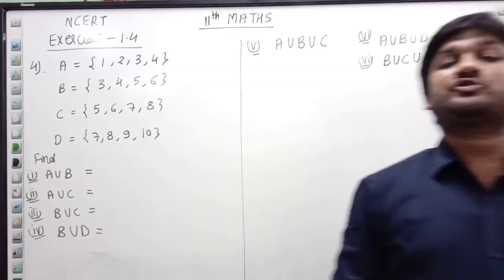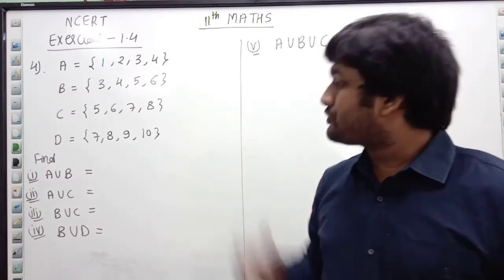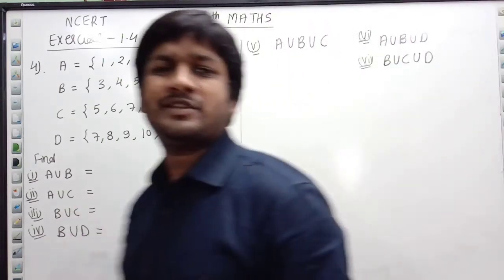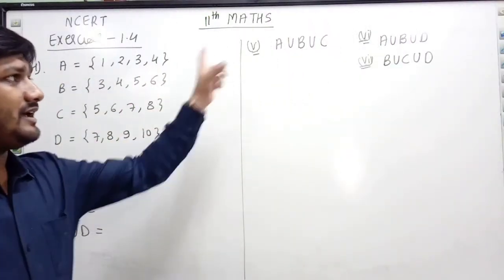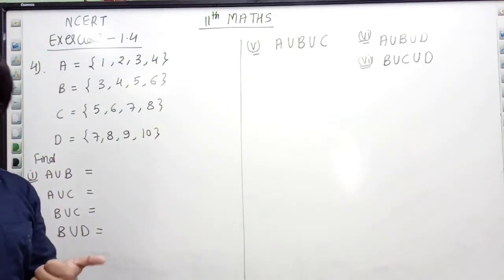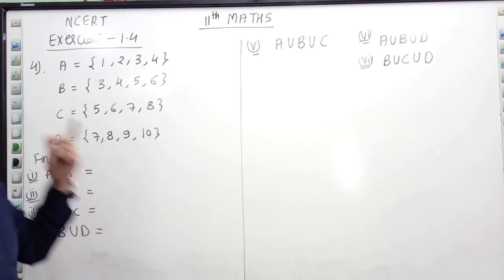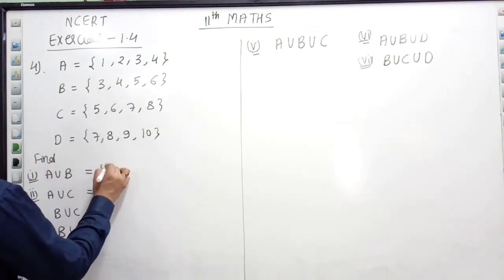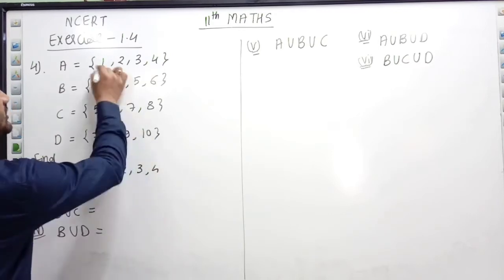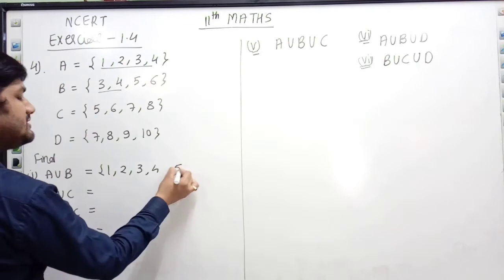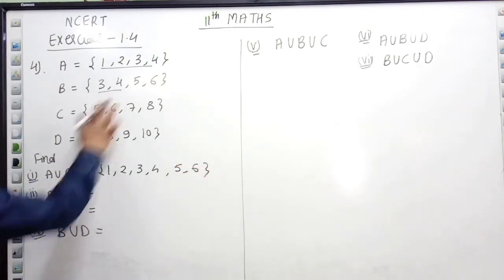Okay. Now we have the next question, question number 4. In this question, we need to find union of two sets or more than two sets as written here. These 4 sets A, B, C, D are given. Union simple definition: we'll write elements of A, elements of B, common elements written once. So in A union B what will we write? First I will write A: 1, 2, 3, 4. Now look, 3 and 4 have already come, so what is left? 5 and 6.